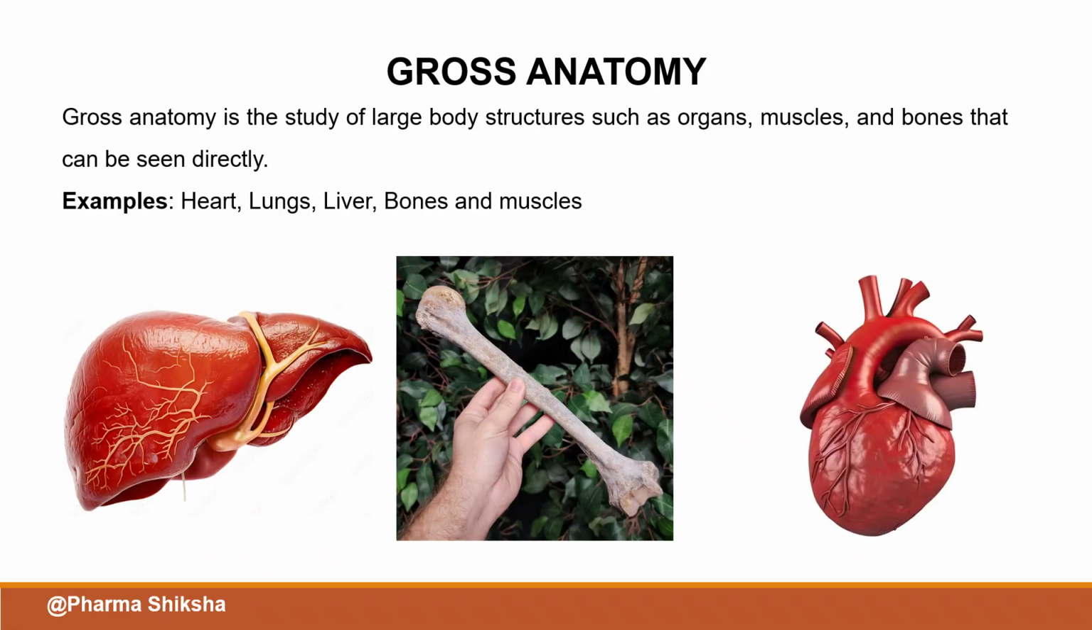Here we can see the structure of the human parts. For example, the liver is here, the bone is here, and the heart. Gross anatomy is the study of large body structures such as organs, muscles, and bones that can be seen directly. If you're studying specific organs like the heart, lungs, liver, bones, and muscles, we call it gross anatomy. We are just studying the entire organ, visible to our naked eyes, and its structure.